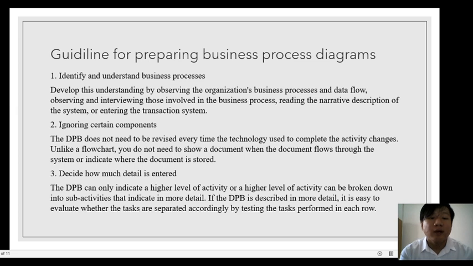3. Decide how much detail to include. The BPD can indicate only a higher level of activity, or a higher level of activity can be broken down into sub-activities that indicate more detail. If the BPD is described in more detail, it is easy to evaluate whether the tasks are separated appropriately by testing the tasks performed in each row.